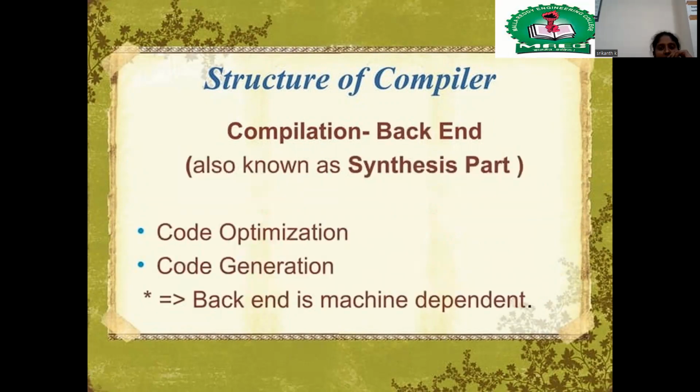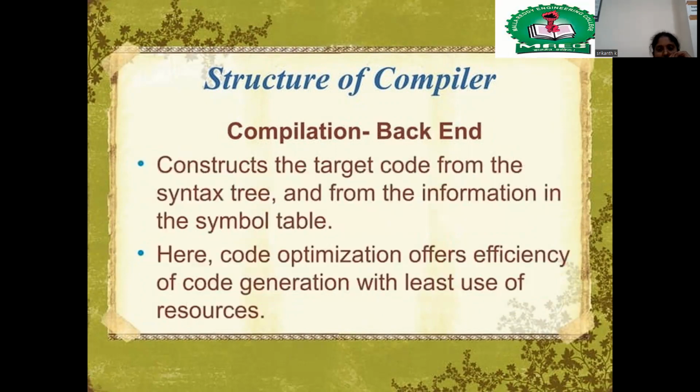And there is also a backend. It is also known as the synthesis part. Code optimization and code generation come under this backend, which is machine dependent. Compilation backend constructs the target code from the syntax tree and from the information in the symbol table. Here code optimization offers efficiency of code generation with the least use of resources.